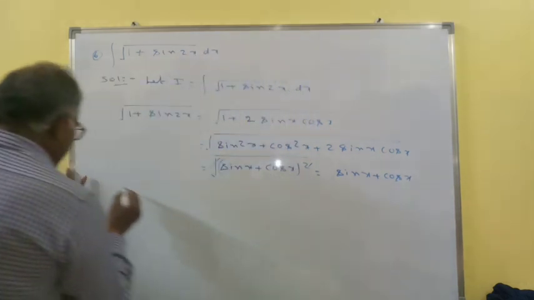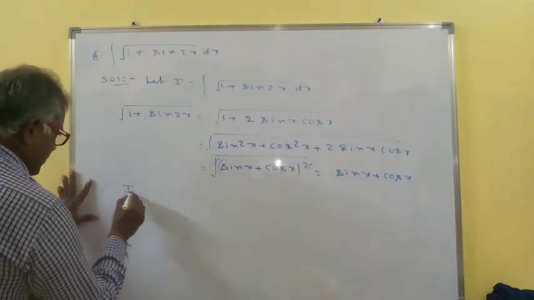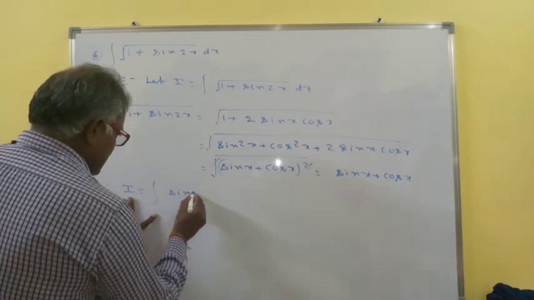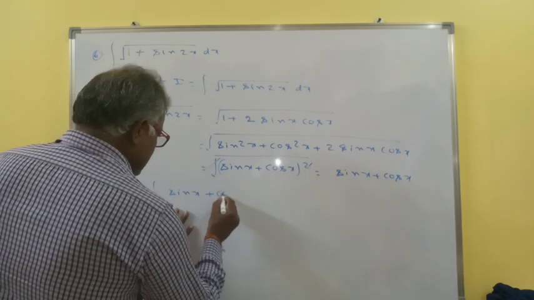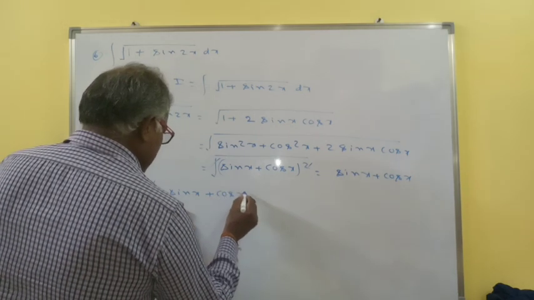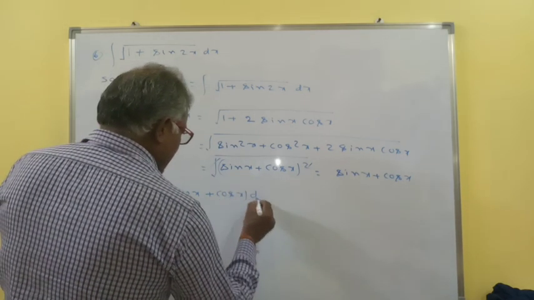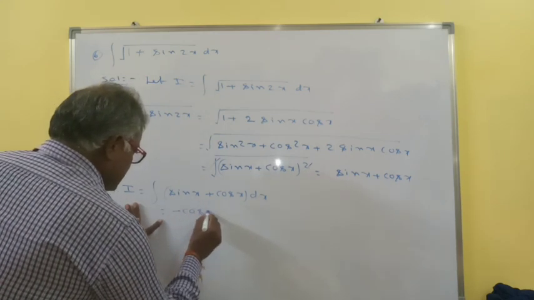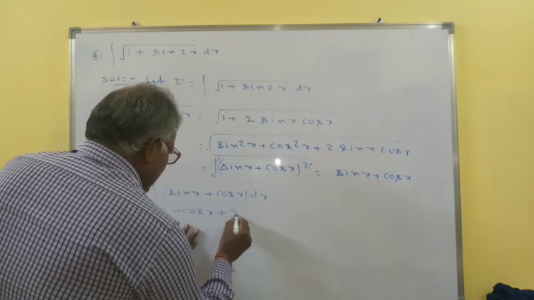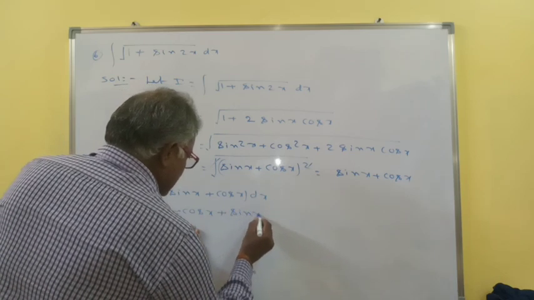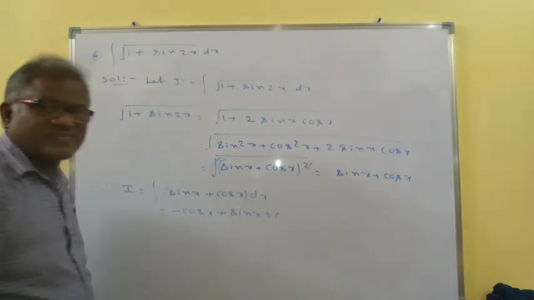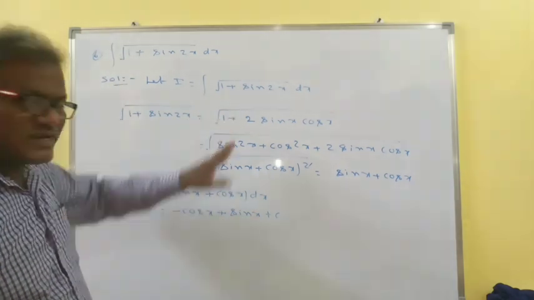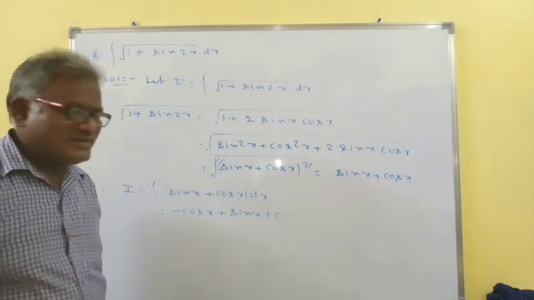Therefore, I is equal to the integral of sin x plus cos x dx. For sin x, the integral value is minus cos x. For cos x, the integral value is sin x. That's all. Only you should write like this one. Next.